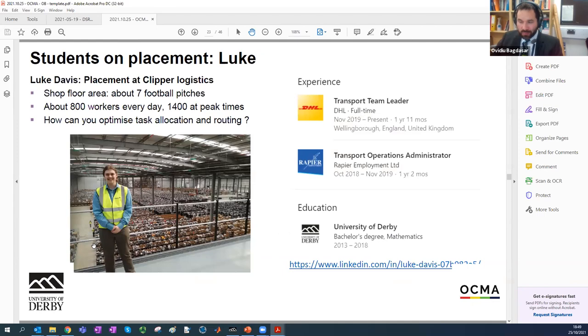I also want to show you the evolution of a student. This is a photo I took with a student when I visited the student during the industrial placement between second and third years. The student was assistant to the operations manager of a huge warehouse, which was as big as 7 football pitches. And they were having about 1,000 workers every day, going between shelves and so on.